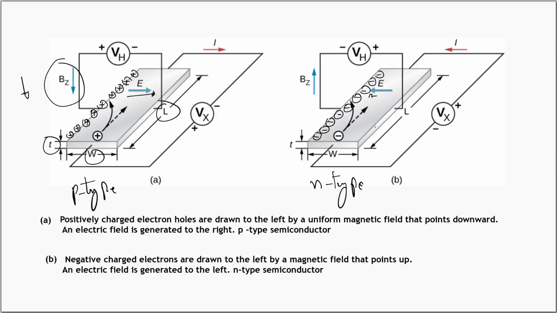Because of the established electric field, you will have a potential difference between these two edges, and the potential difference is called VH here. It can be observed using a sensitive galvanometer, and the voltage that we measure in this experiment is called the Hall voltage, and we have a current passing through the semiconductor.